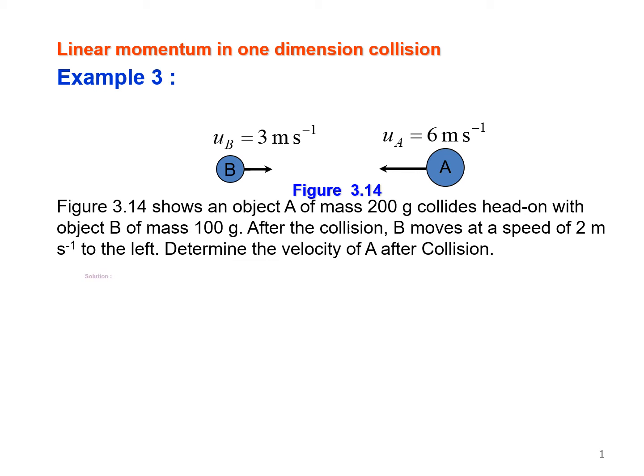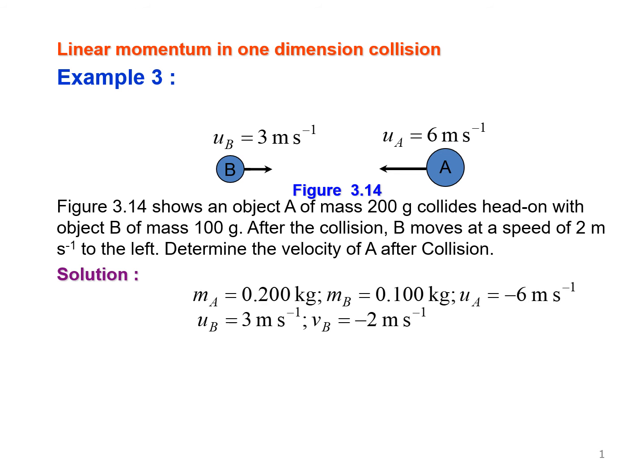Now for the solution, the information given over here. Mass of object A, mass of object B. They are given in gram, so make sure you convert into kg. It should be in kg. Then the initial velocity of object A has a negative sign because it is moving toward the left. The initial velocity of B is in the positive direction, positive 3 meters per second. And we know after the collision B moves 2 meters per second to the left, so make sure you include the sign convention.